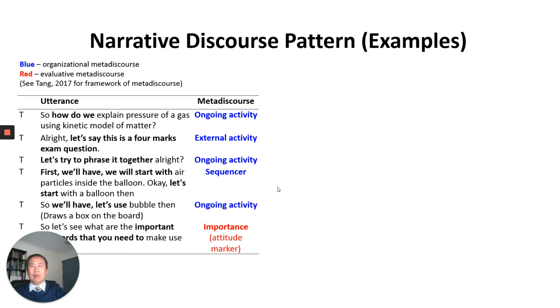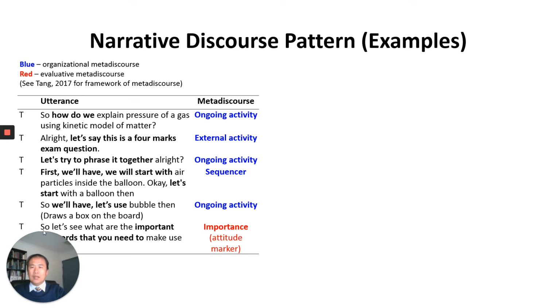Here I've marked out a number of organizational meta-discourse in blue and evaluative meta-discourse in red. For example, the teacher used a lot of pronouns such as we to signal the activity they are doing together. Like, how do we? Let's try to phrase it together. We have, we will start, let's start, and we have, and so on. So these are organizational meta-discourse that connect the talk to the ongoing activities they were doing together, as well as an external activity of doing the examination, as seen from this verse over here, when the teacher said, let's say this is a 4 marks exam question.